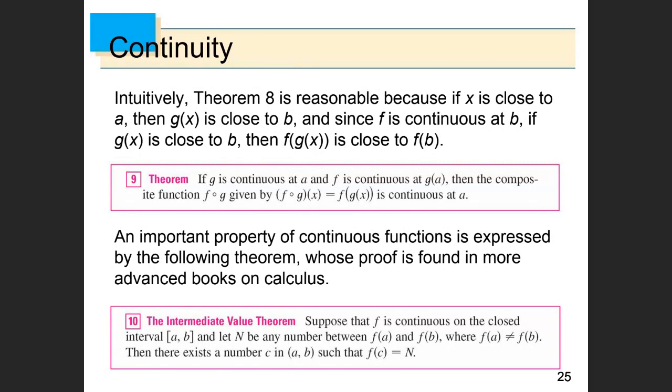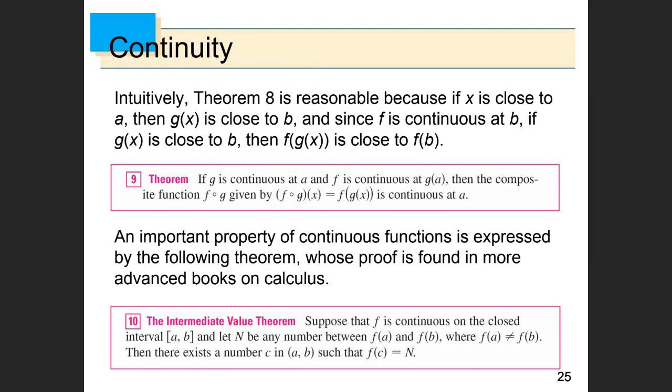Intermediate value theorem. This is something else you need to know. Suppose F is continuous on a closed interval [A, B]. See, the endpoints are included because it's a closed interval. We say let n be any number between f of A and f of B, where, take note, f of A must not be equal to f of B. So n is some number between f of A and f of B, but don't use the endpoints. So they have to be different, all right?